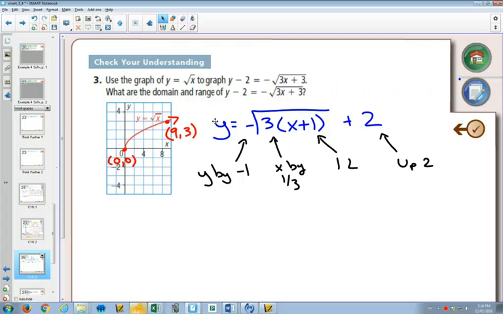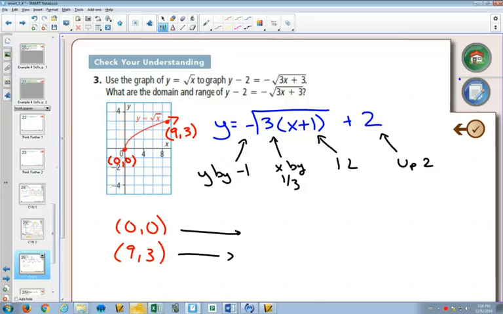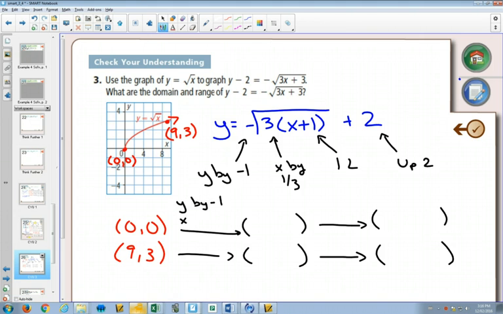That's about where it would be, you think? Maybe? Actually, yeah. I could see it. Maybe it should be a little bit further. Okay. Anyways, we're going to take these 2 points. We've got 0, 0. And we've got 9, 3. And we're going to look at what happens, and we'll do it in 2 steps. We'll do all of our stretches, compressions first. So what gets multiplied? The y's get multiplied by negative 1, and the x's by 1/3. And then we'll move it left 1, up 2.